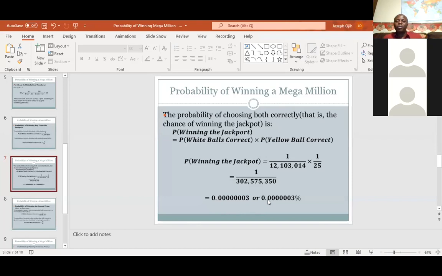So you can see why people can buy thousands of tickets, yet nobody wins it, because it's very difficult to win. If you win it at all, you have very good luck. Maybe fortune smiles on your side for some reason, and you win the jackpot.